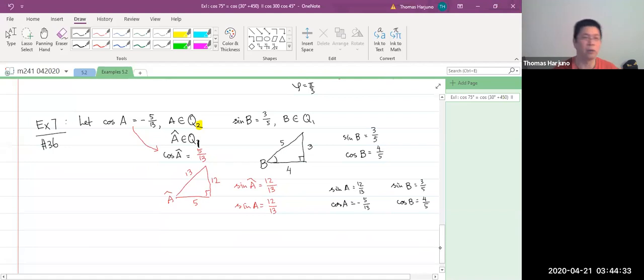Now we can start answering what is sine A minus B. According to the formula, sine A minus B should be sine A cosine B minus cosine A sine B. Now plug in numbers.